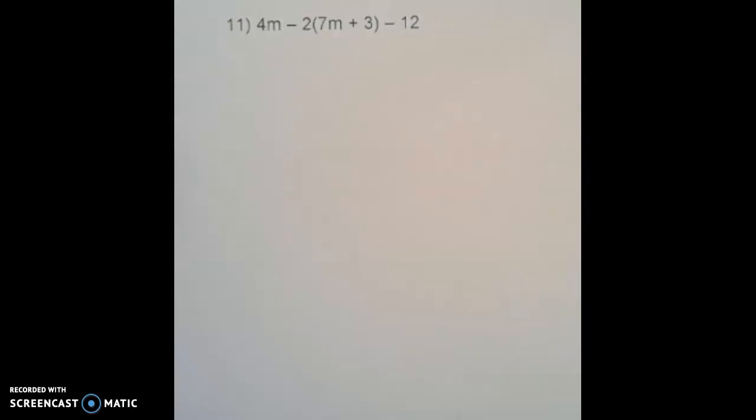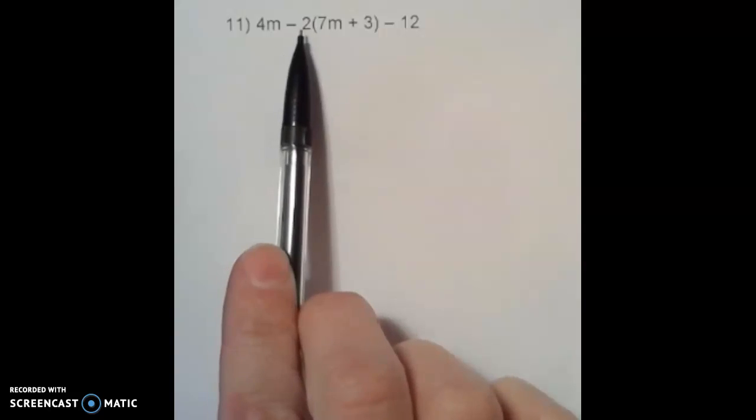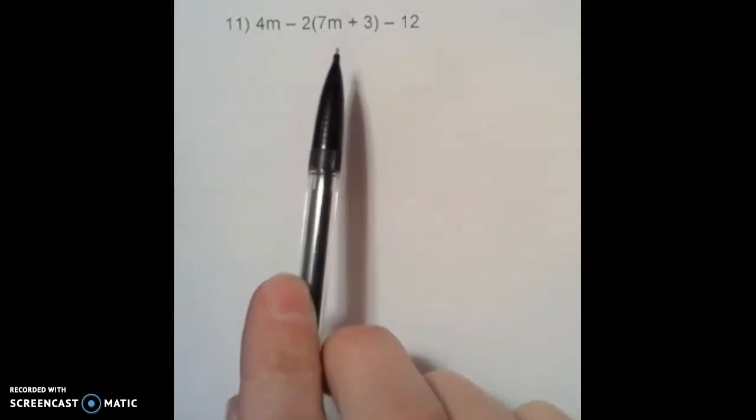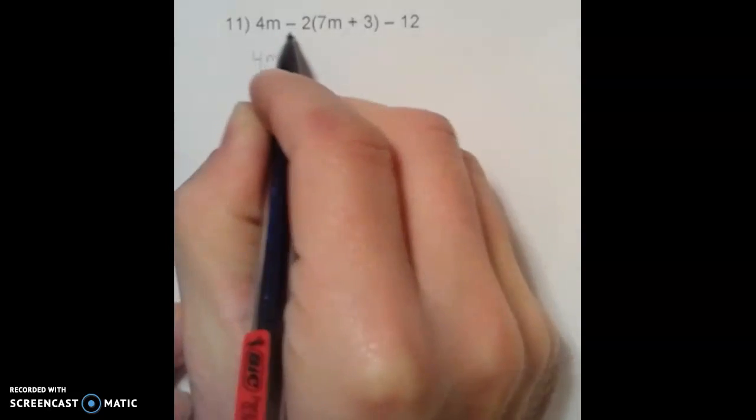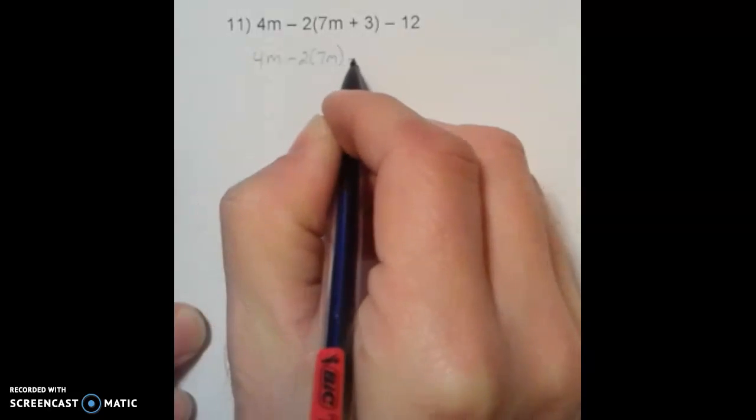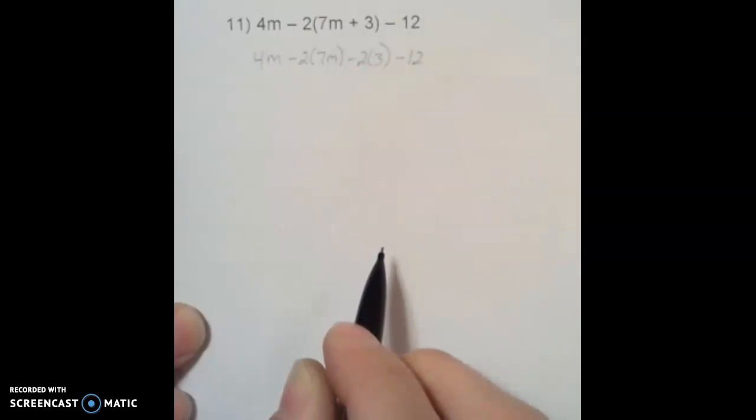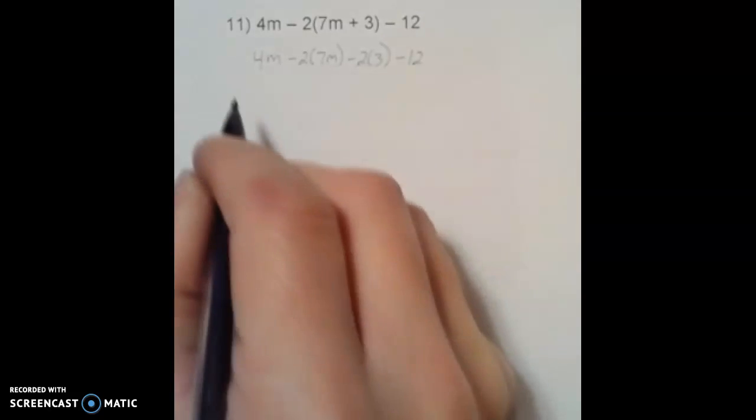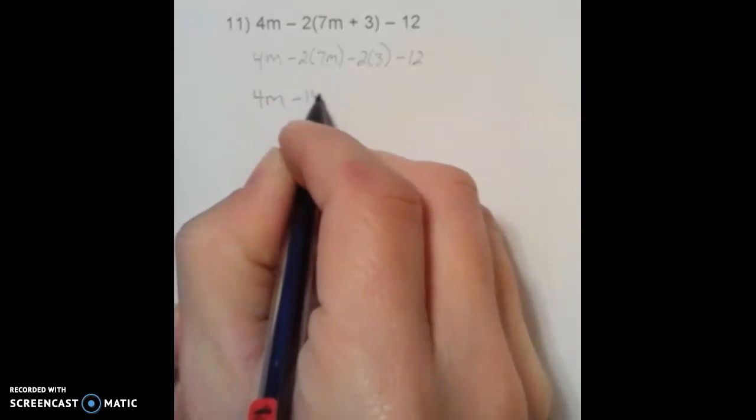In example 11, we have 4m minus 2 multiplying 7m plus 3 in parentheses minus 12. So again, I have to distribute this -2 to the terms in the parentheses as my first step. So I'm just going to bring down 4m. And now if we distribute the -2, minus 2 times 7m, minus 2 times 3, and then just bring down the -12. Okay, if we multiply, we're going to have 4m. -2 times 7m is -14m.